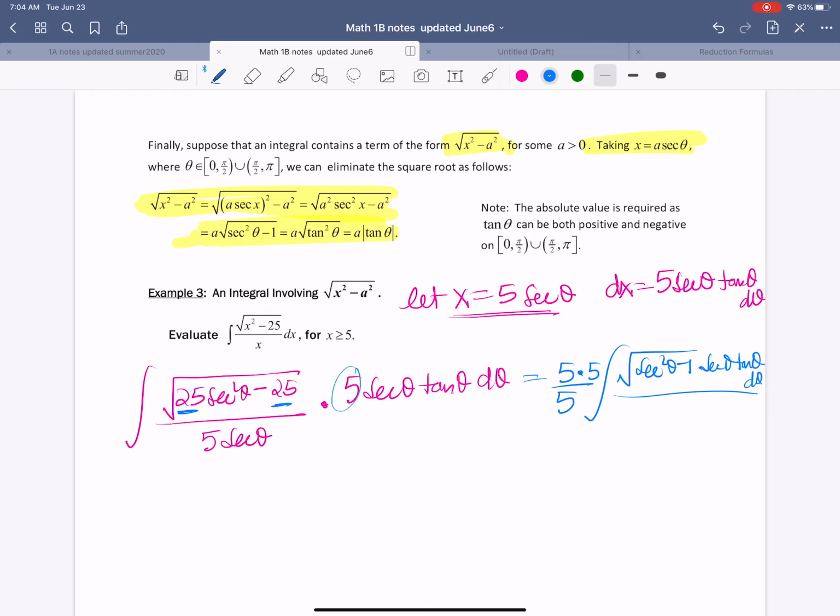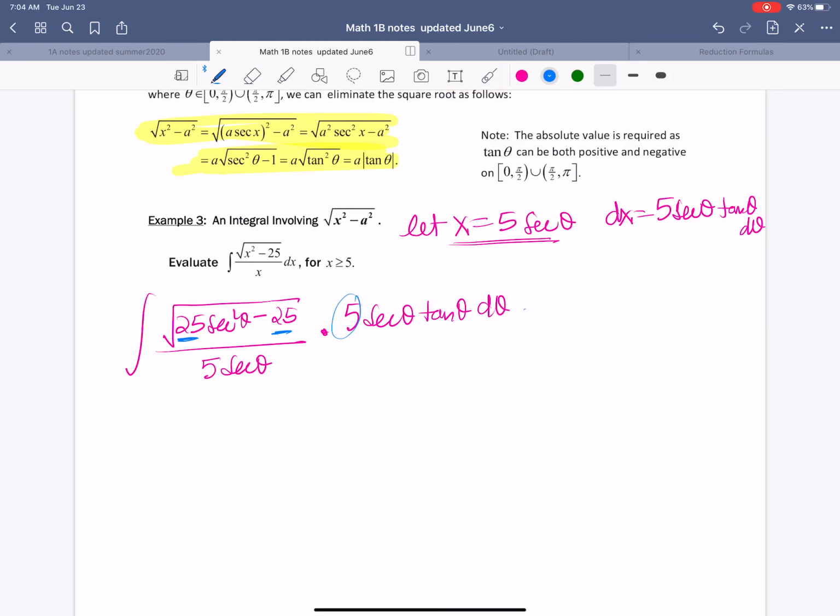let me write in the next line. Looks like I write big and there's not enough space. Okay, so this can be written as, I can pull out a 5 from the top, another 5 from the top numerator, and my numerator now is the square root of secant squared theta minus 1 times secant theta tangent theta d theta, and in the denominator, I do have secant theta.